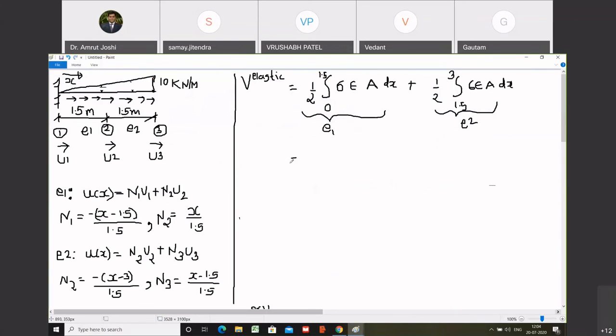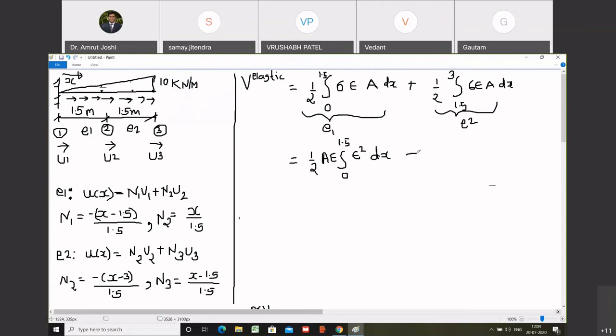So how do I express stress in terms of strain? I am simply going to write this as half integration 0 to 1.5. I can write stress is equal to E times strain. Do you agree with me? Yes. That AE is going to be constant with reference to x, so that AE will come outside. So I am going to write it as half AE times stress into strain. That stress has become E times epsilon, so it becomes epsilon square times dx. Agreed?